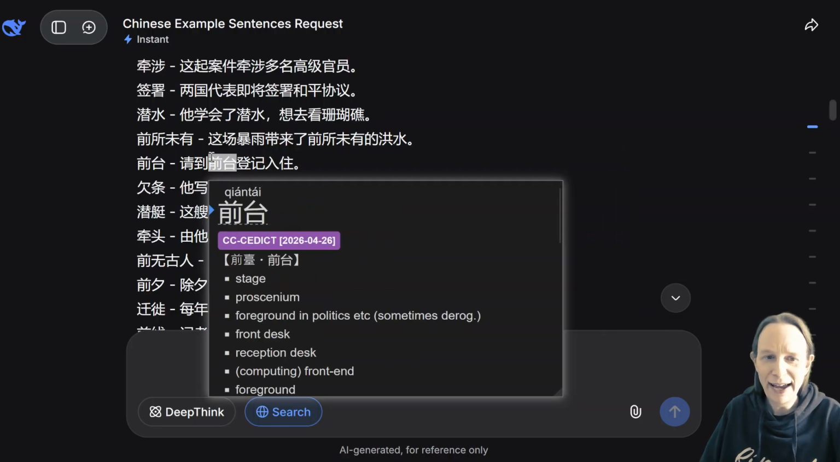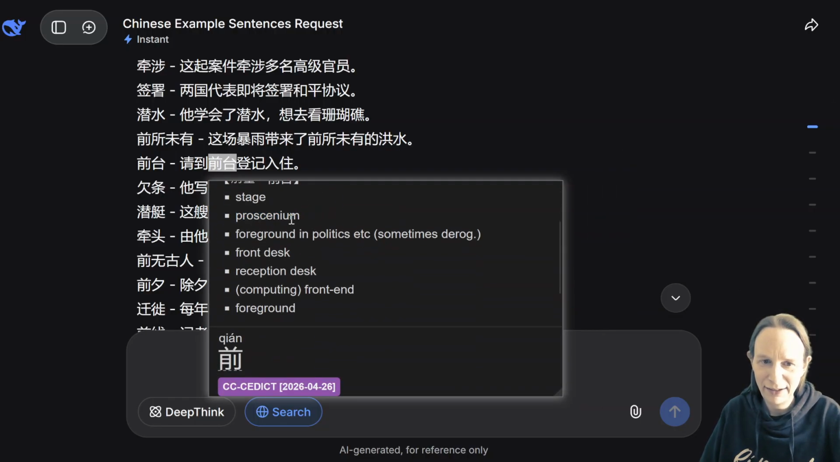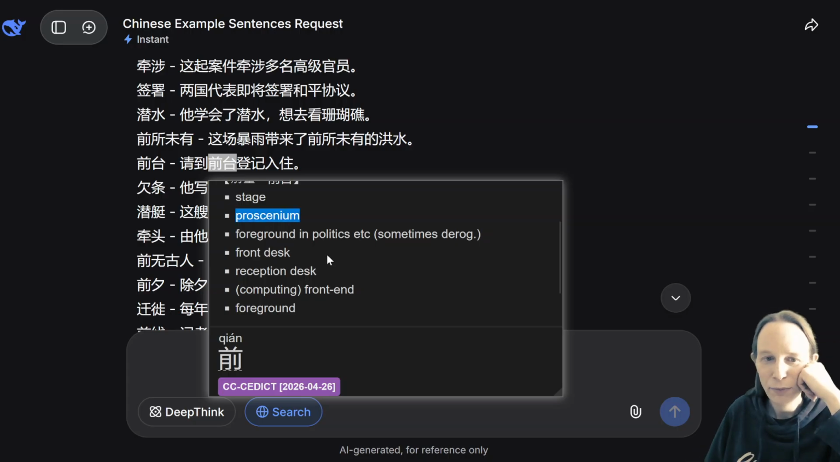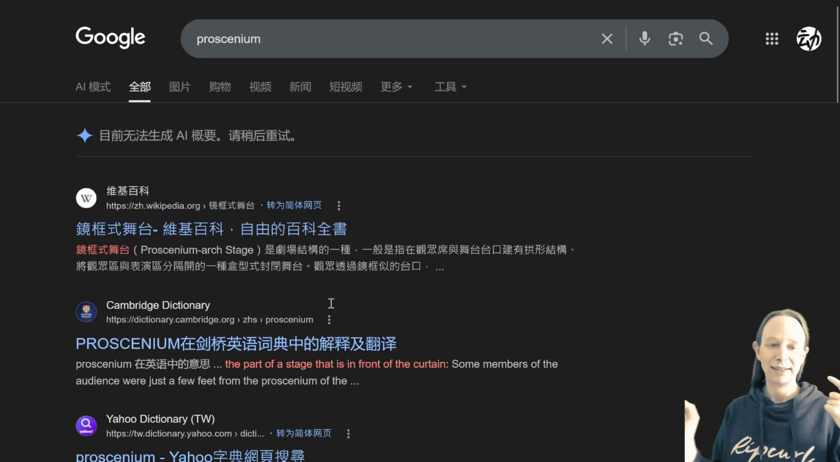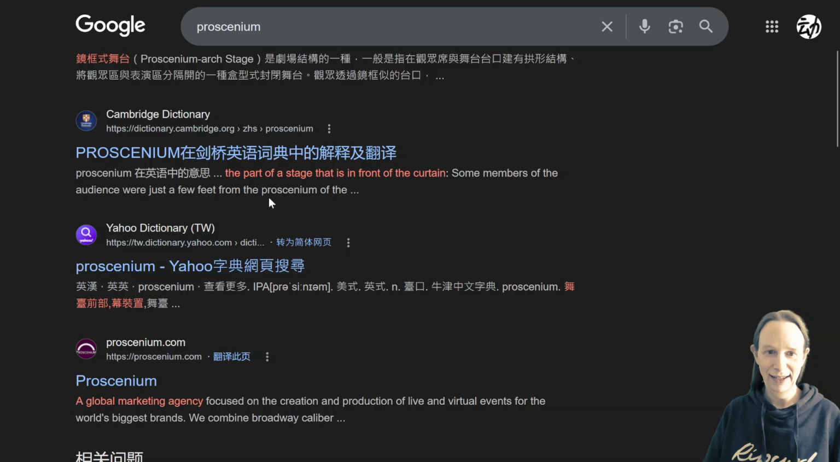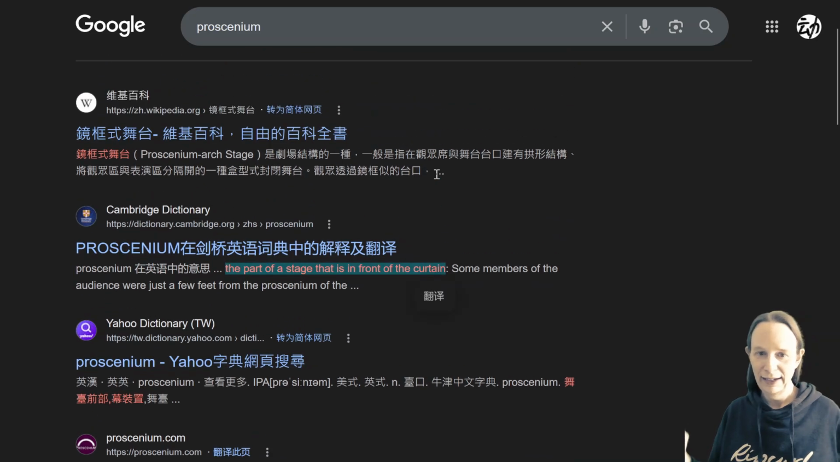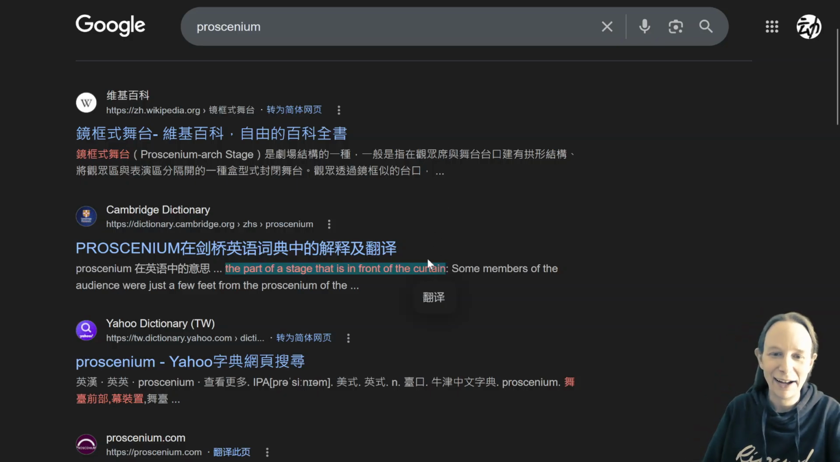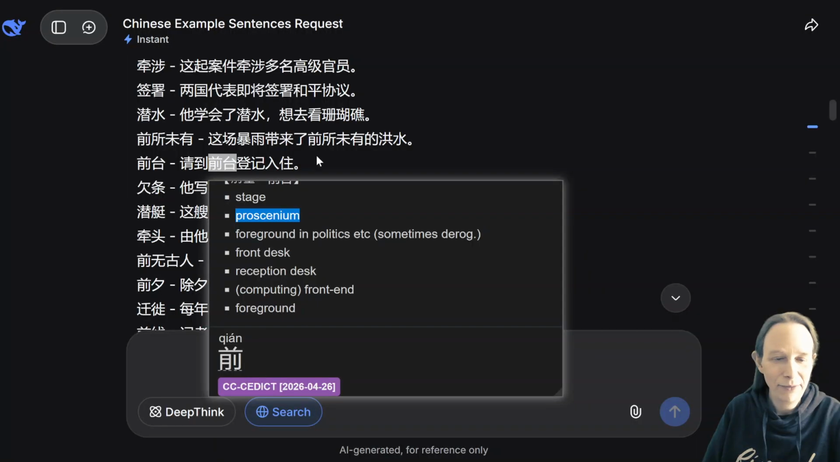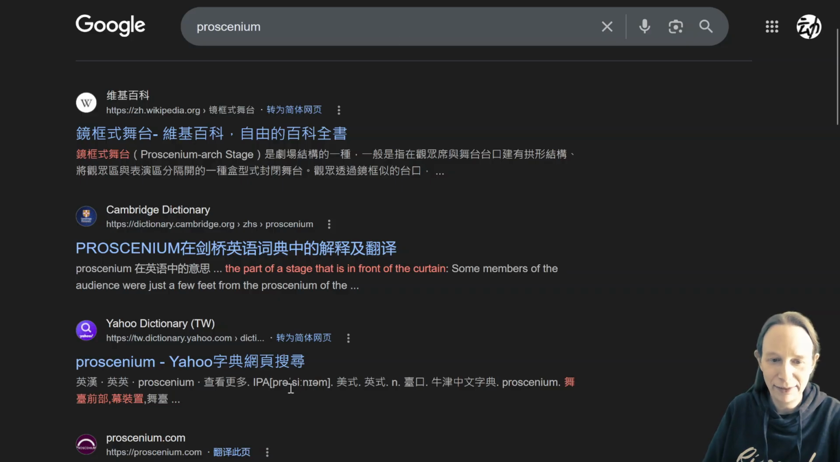There does seem to be other meanings. I don't even know that word in English. Proscenium. What is proscenium? In front of the curtain. Okay, so stage. I also just call it stage. Proscenium. Yeah, I think I pronounced it correctly.